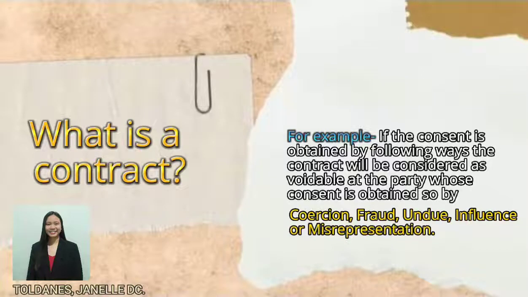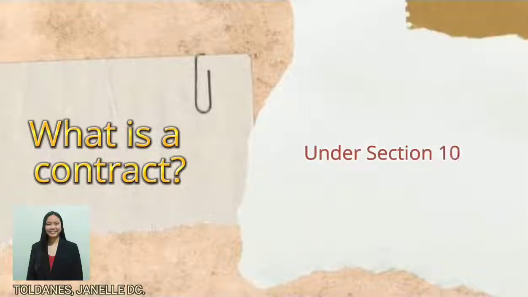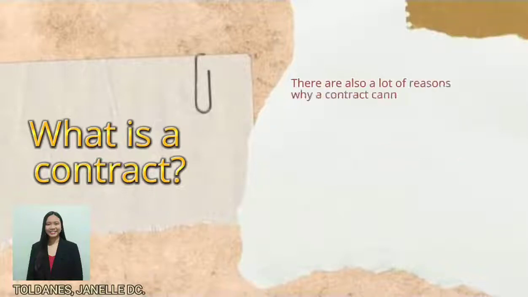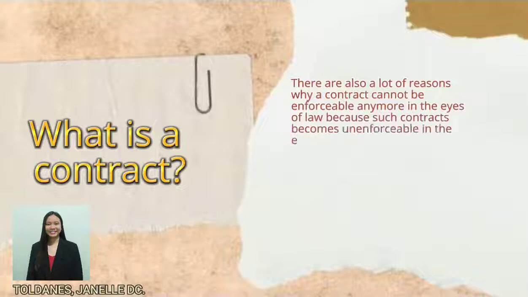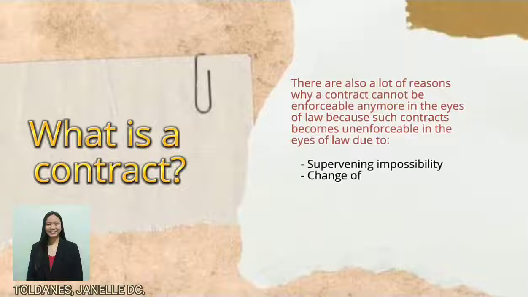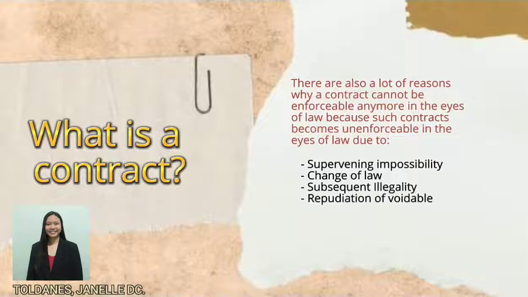Void contracts are valid when they are entered into, as they conform to all the conditions of enforceability laid down under Section 10 of the Act and are binding on the parties, but later become void because of impossibility to perform. There are also many reasons why a contract can no longer be enforceable in the eyes of the law, such as supervening impossibility, change of law, subsequent illegality, repudiation of a voidable contract, contingent contract, etc.